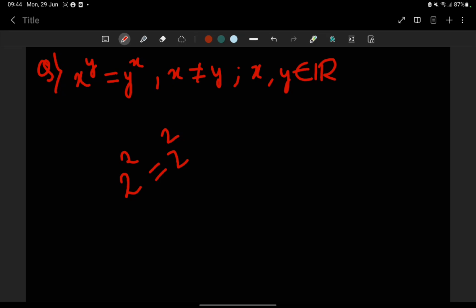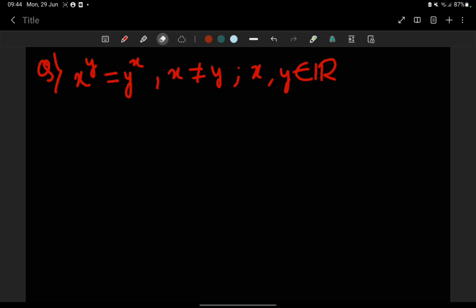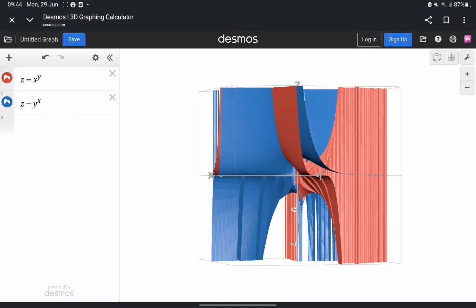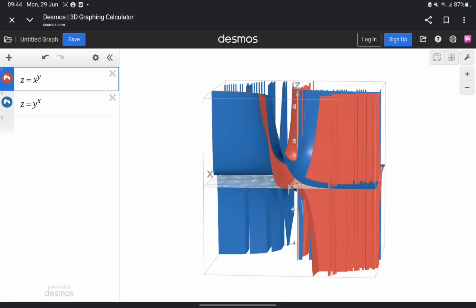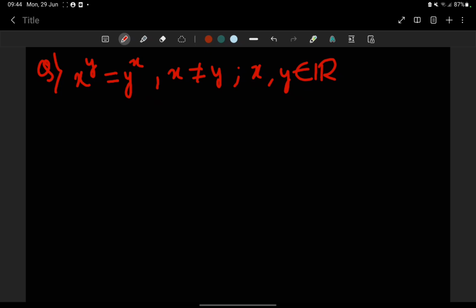But you can see that our condition tells x cannot be equal to y. One intuitive solution to this, and I think it's very trivial, is 2 raised to power 4 is equal to 4 raised to power 2. I think this is a very nice solution to it, and there exist more solutions. The question already states that x and y belong to real numbers, but we can say there are more solutions because we can plot the surface graph of this and check. You can see there are many more intersections than just 4 comma 2 and 2 comma 4. So it is a nice problem to begin with.